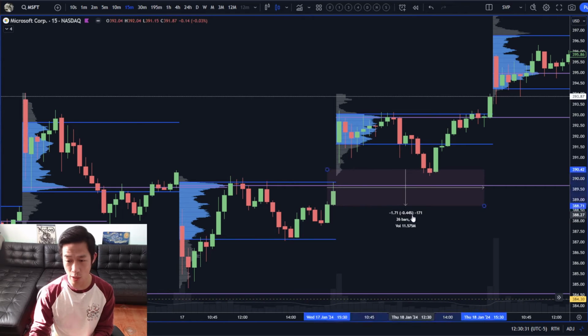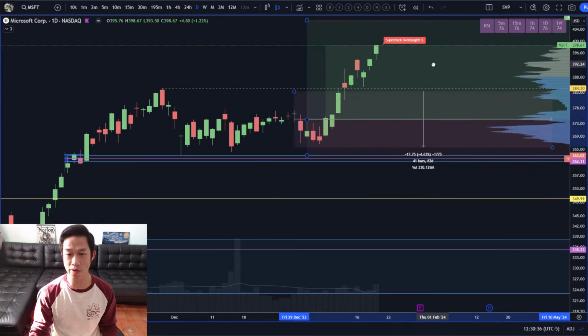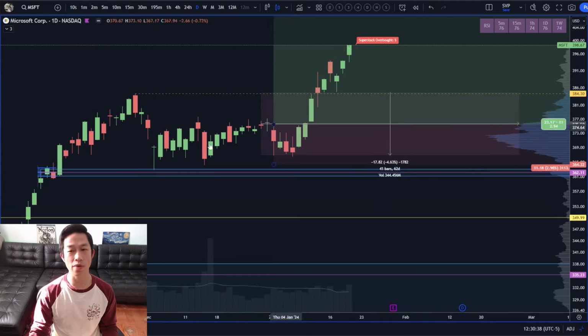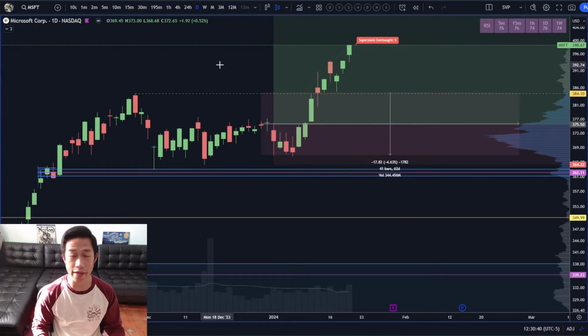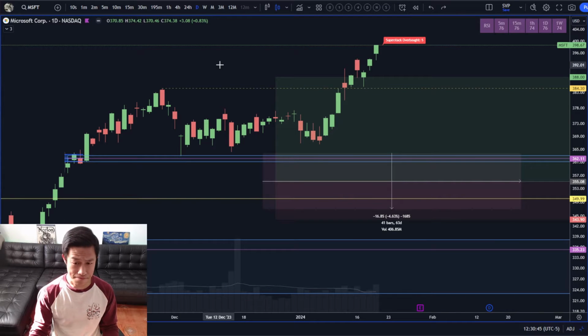So bigger picture, however, if you're still looking for a play in Microsoft, again, like I said, this is very reasonable now. Just moving this whole zone up here, something like this makes a whole lot of sense. This would be a play not for a daily high or low, but for a weekly high or low. Okay, so that's it for Microsoft.